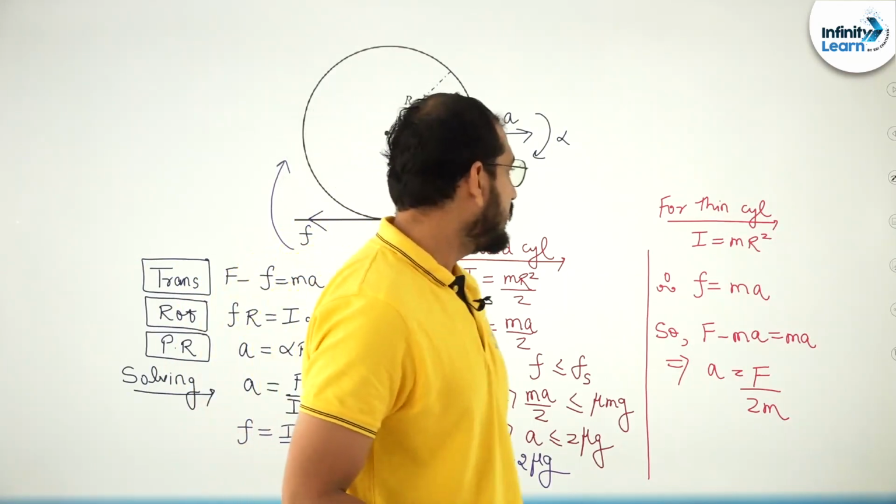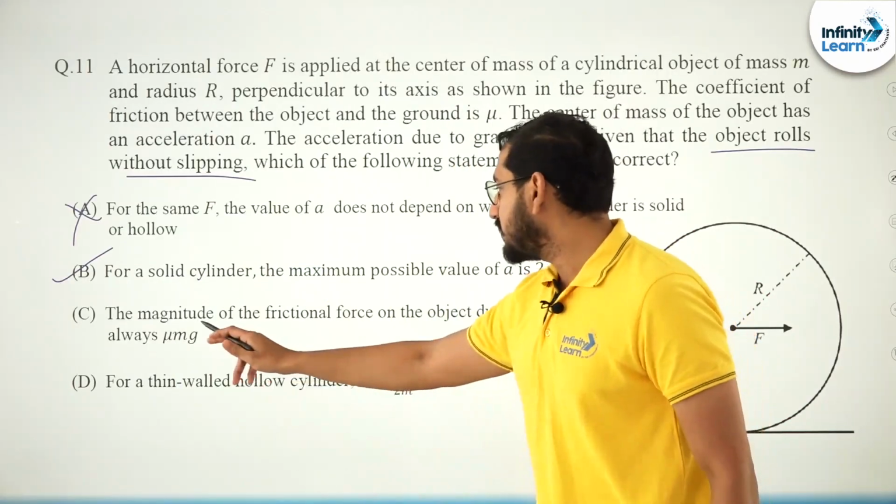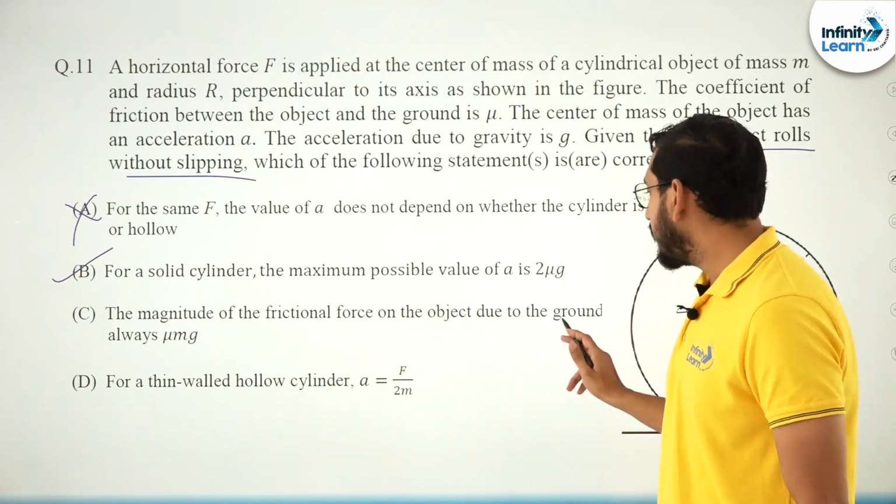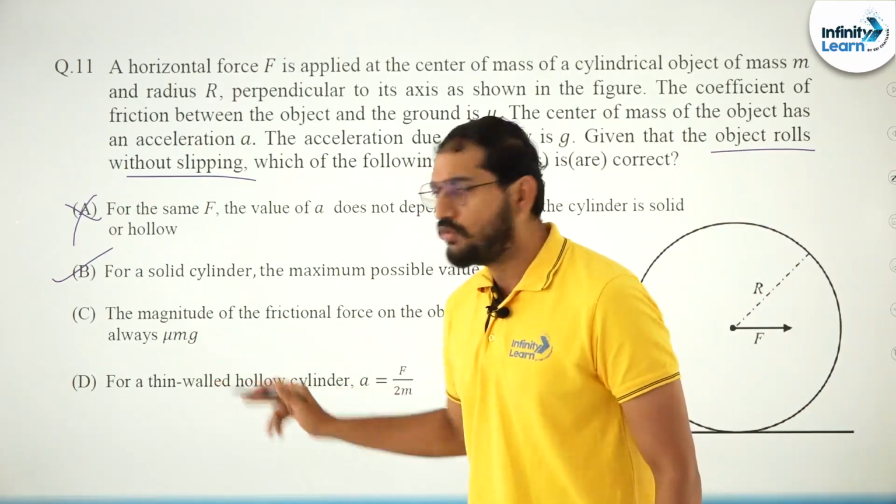Now moving on to option C. Let's see what option C is saying. Option C says that the magnitude of the frictional force on the object due to the ground is always mu mg.